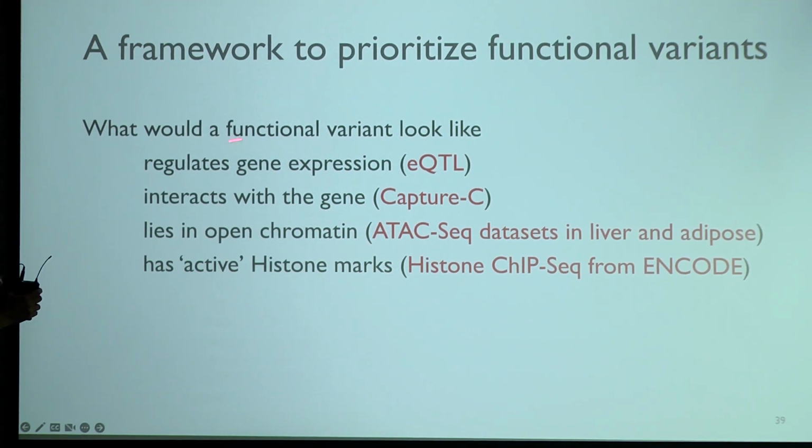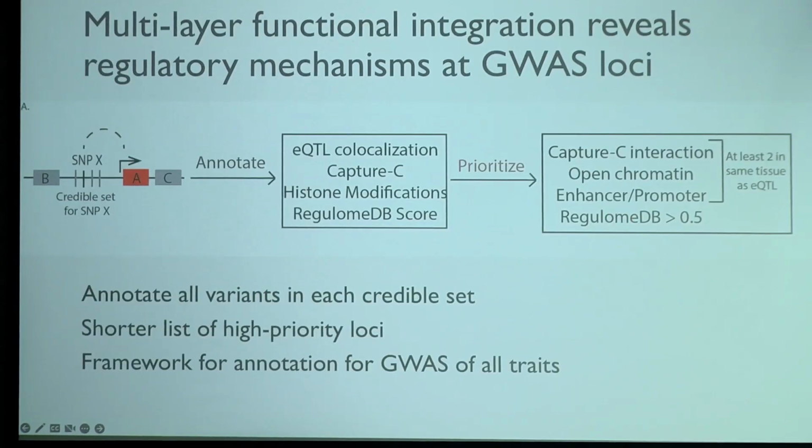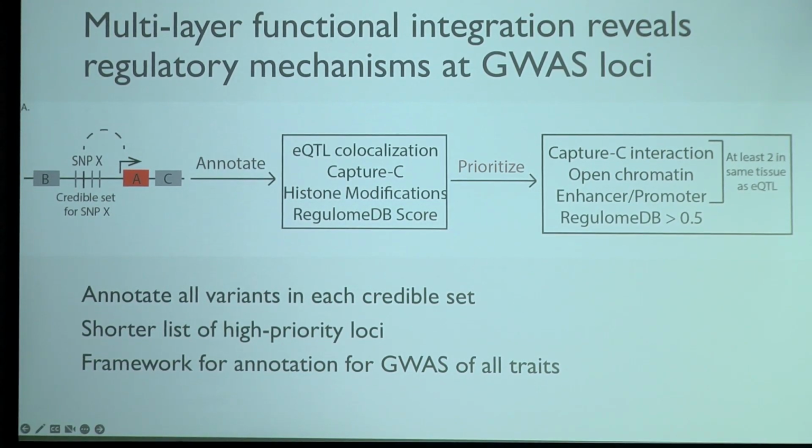So we started out with this very basic framework of rules, and then built a more quantitative framework out of it, where we said, okay, for each of the variants in all of our credible sets, we annotate them with eQTLs, promoter capture C, histone modifications, and also what's called a RegulomeDB score, which is a machine learning based estimator that gives you a likelihood of how functional a variant is likely to be. And we prioritize variants that are likely to be causal based on at least 2 out of these 4 metrics.